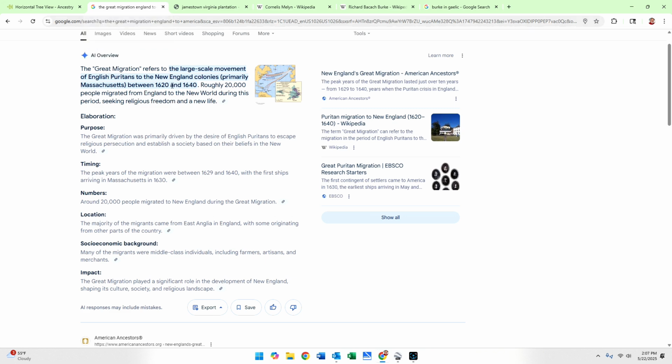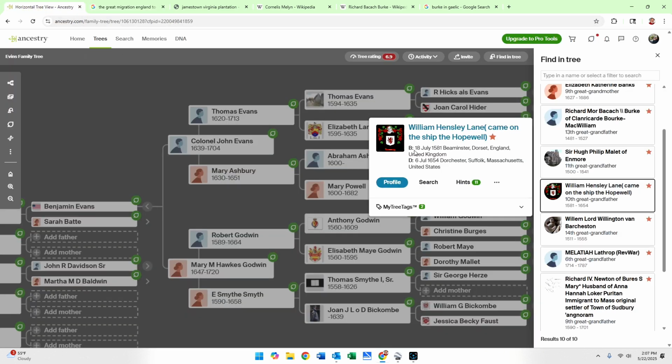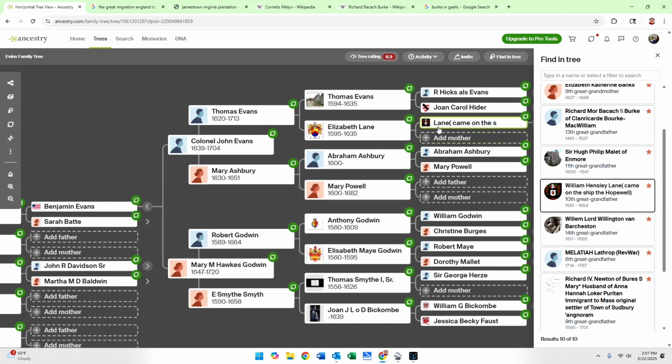And so one of these people was the guy we're looking at here. His name is William Hensley. Well, William had a daughter who married into the Evans family. So Elizabeth Lane is his daughter, and Thomas Evans was the man she married. What you'll notice is that Thomas Evans and Elizabeth Lane died at the same time.